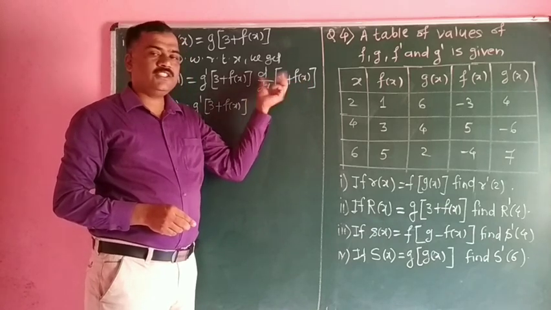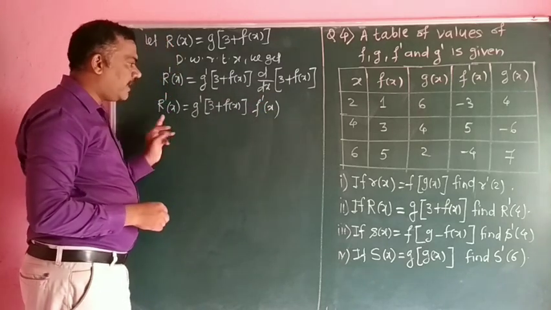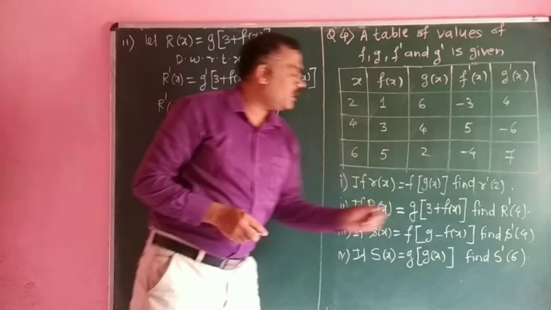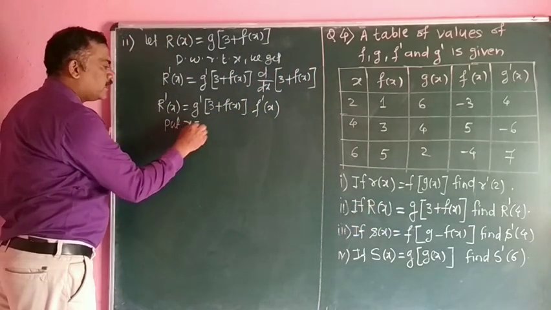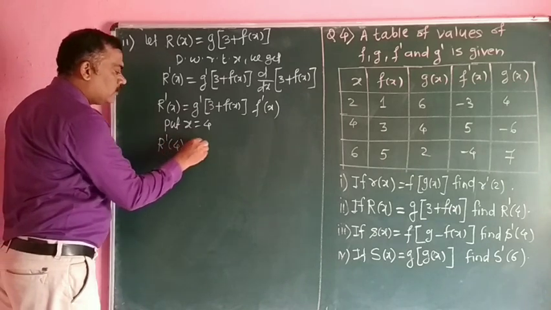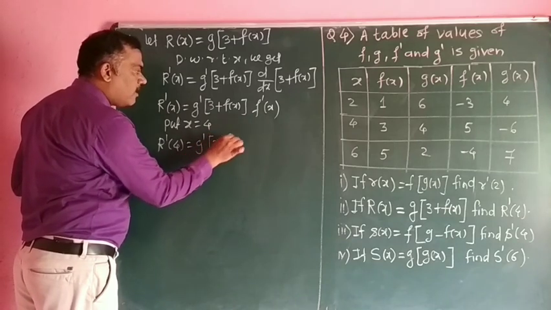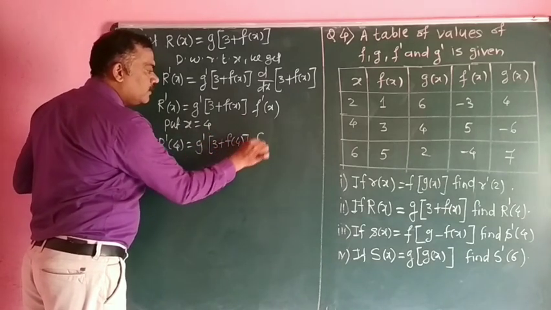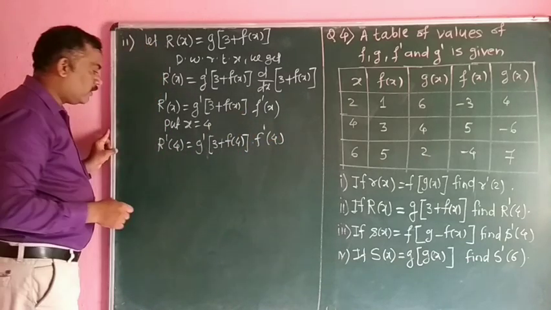f dash of x plus 0 is f dash of x. Now we have to find R dash of 4. It means that we have to put x is equal to 4. That is, R dash of 4 is equal to g dash of 3 plus f of 4 into f dash of 4.